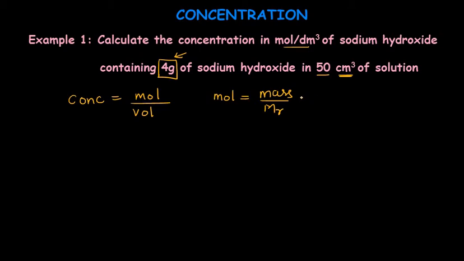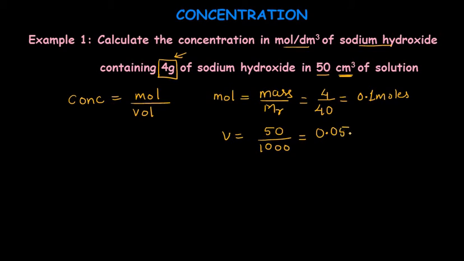So let's substitute the values of mass, that is 4 grams, divided by the relative molecular mass of sodium hydroxide, which is 40. So our answer is 0.1 moles. Now about volume. If we have volume in centimeter cube, then we need to divide it by 1000 to change it into decimeter cube, and this gives us the volume of 0.05 decimeter cube.